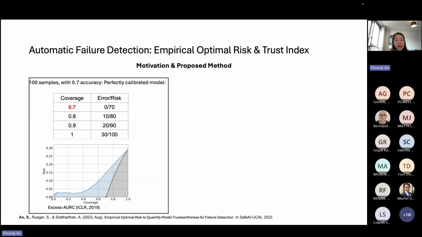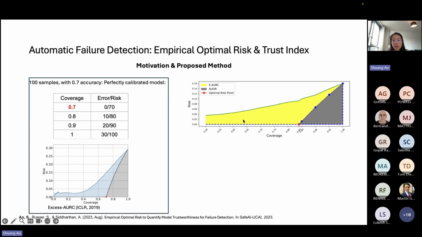So we need to compare the leftover part to make it a fair comparison to see whether the model is reliable or not. This is called excess AURC, the area under the risk coverage curve. It means we need to remove this gray part and only calculate the blue part. To make it a better visualization, we remove this gray part and only calculate this yellow part.